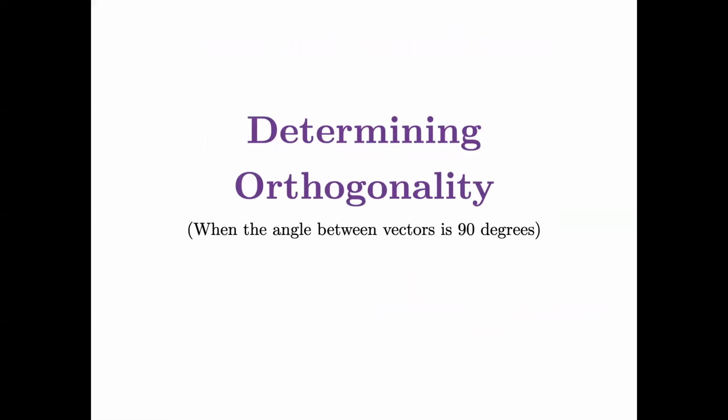Now let's move along and talk about how we determine if two vectors are orthogonal. Again, orthogonality means perpendicular. So just when the angle between the vectors is 90 degrees. Well, great, we'll just take out our high dimensional protractor and measure. Just kidding.